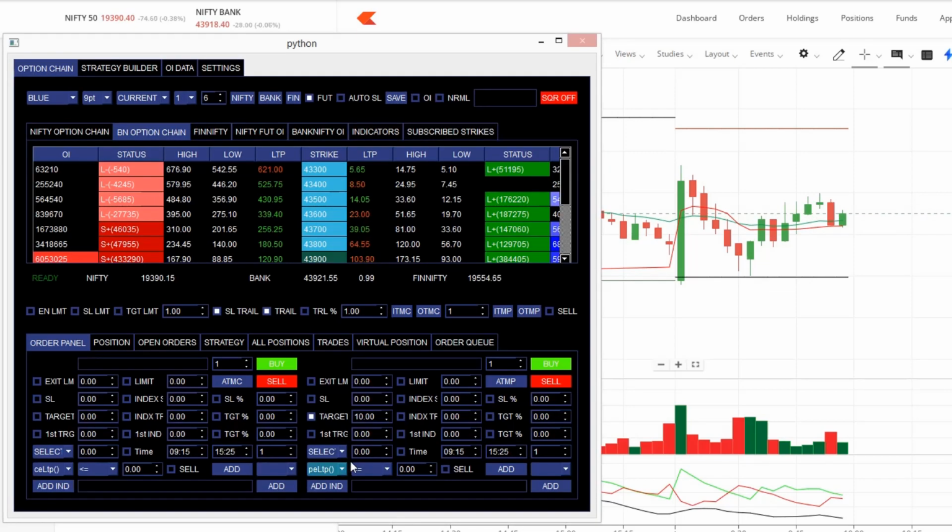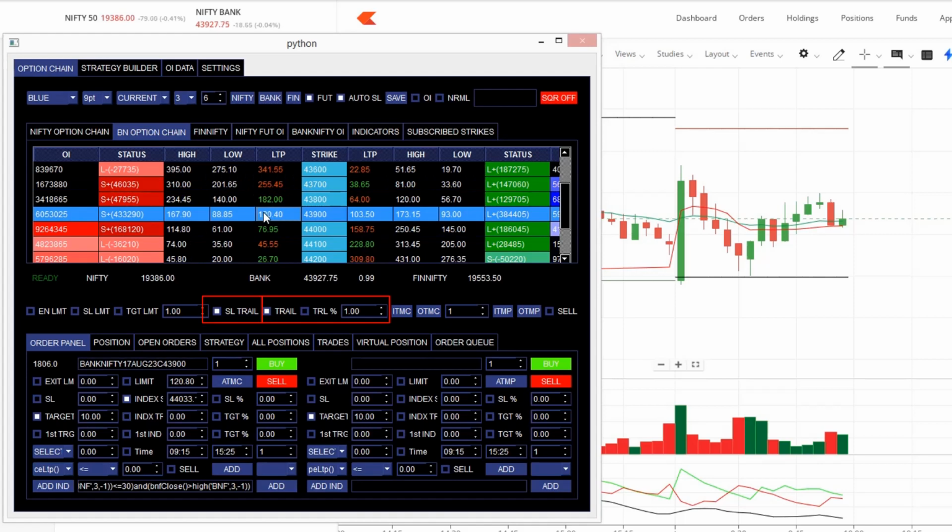Okay, copy this and paste into our strategy section. My target is just 10 points. I have enabled index SL. This is the time frame we are working on, okay? If you check auto SL, SL is automatically placed at the low of the previous candle in index. I have also enabled trailing SL and target trail.